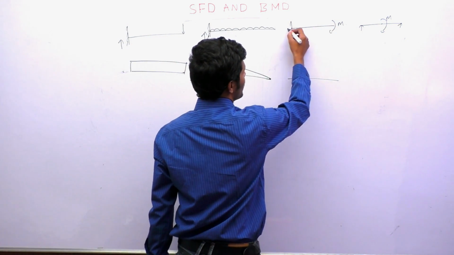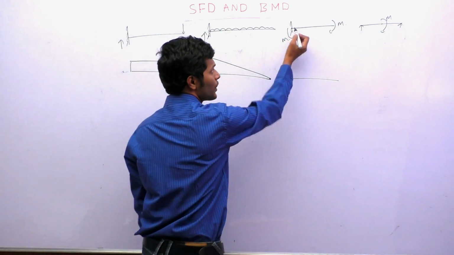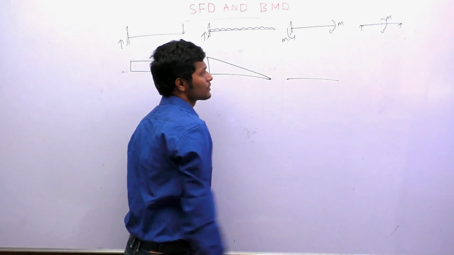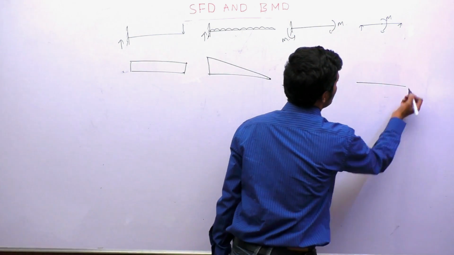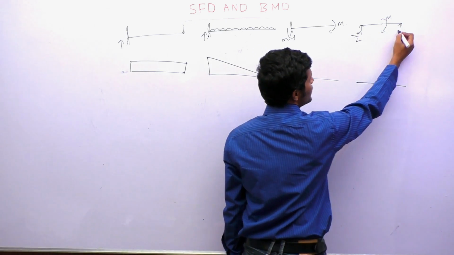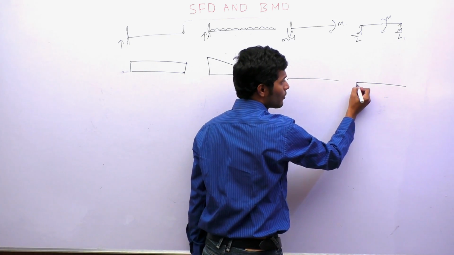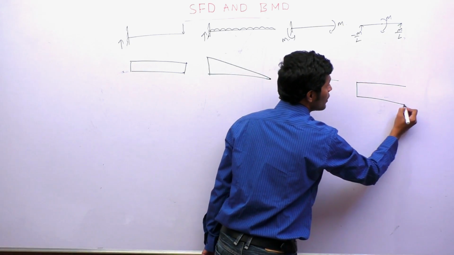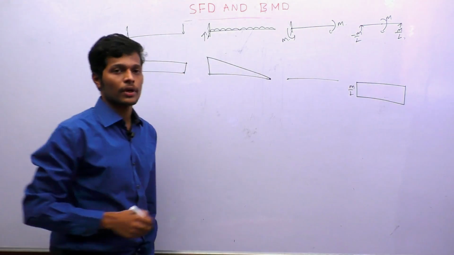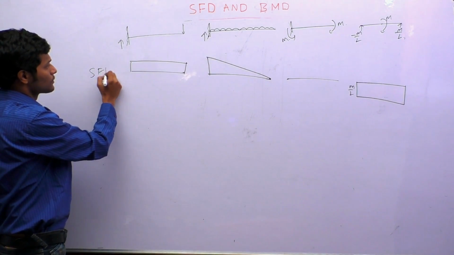Next, if there is a moment here, there is no reaction, so zero reaction. There is no load, so a horizontal line, that's all. If there is an M here, you will have minus M by L reaction and plus M by L reaction here. As it is minus, we have to draw downward, no load, upward. This is M by L. So we have drawn the shear force diagram of all the cases.